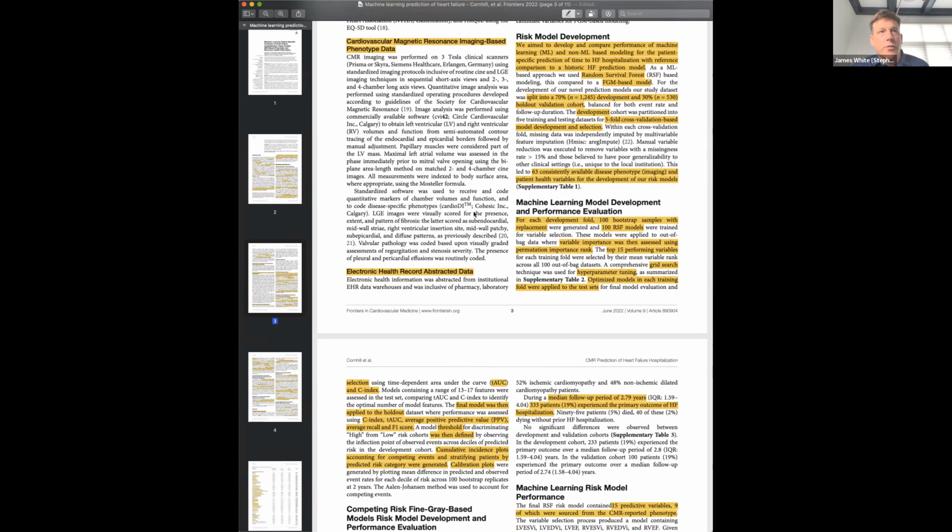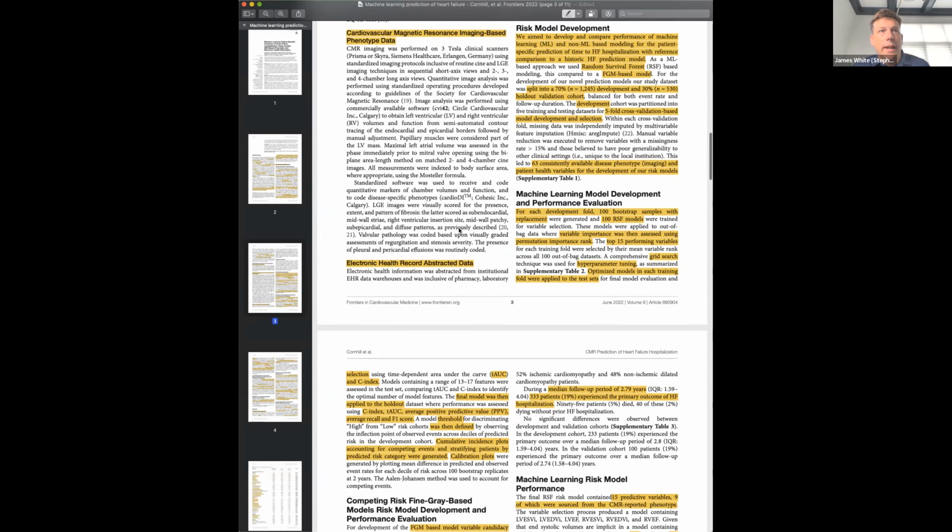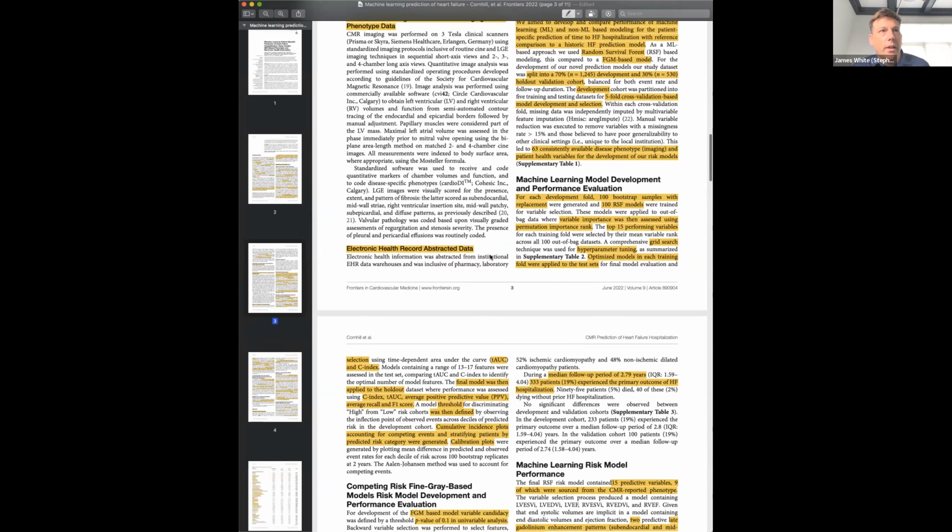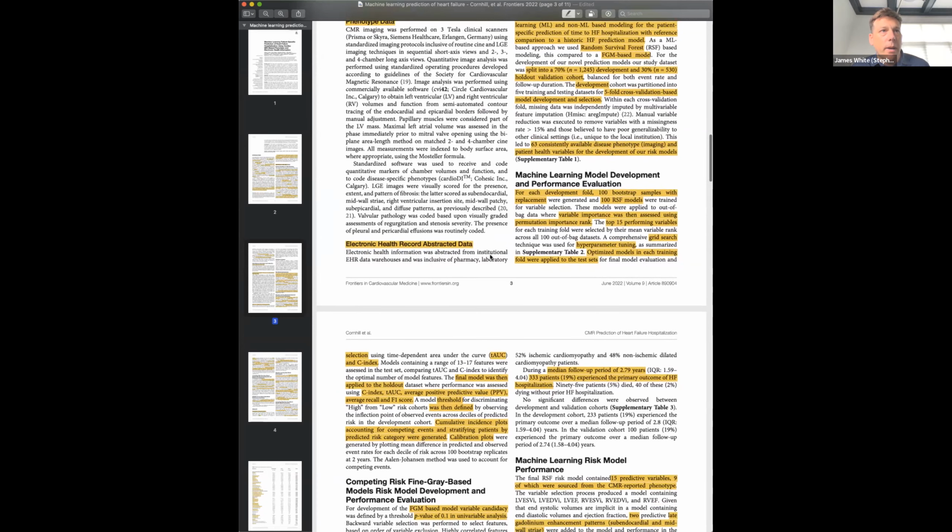And it's transferred into the cardio DI system, COHESIC, which I have to acknowledge, I'm chief medical officer, so conflict of interest there. And this allows for standardized scoring of all of the chamber phenotypes, as well as late gadolinium enhancement patterns, edema, et cetera, valvular pathology. Everything's coded in a standardized way and the data made available.